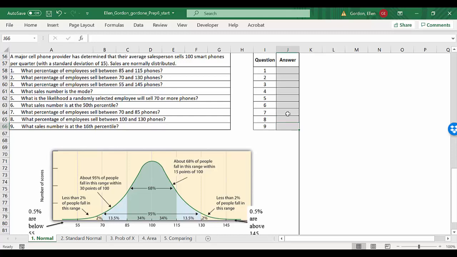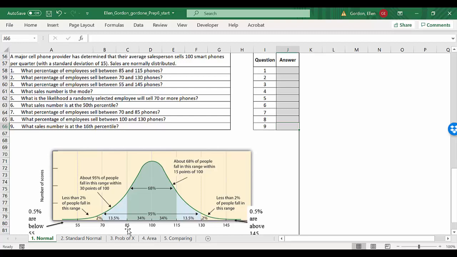Question number 9 asks, what sales number is at the 16th percentile? If you remember, a percentile is the percentage at or below a specific value. So we want to figure out what sales number 16% of employees are at or below. In other words, what sales number is associated with the bottom 16%. If you look at the chart, you can see that 0.5% are at or below 55. So that means 55 is at the 0.5 percentile. 70 has 2.5% below. So that means a sales number of 70 is at the 2.5 percentile.